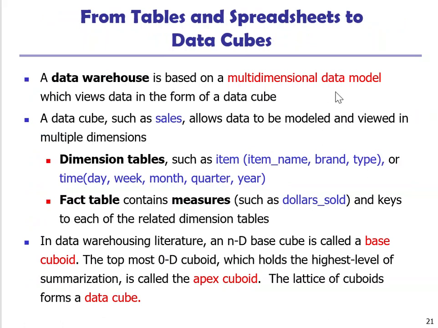So a data warehouse, as we mentioned earlier, is based on a multidimensional data model, which views data in the forms of a data cube. A data warehouse consists of multiple data cubes. A data cube is focused on one subject. For example, a data cube for sales would allow data to be modeled and viewed in multiple dimensions.